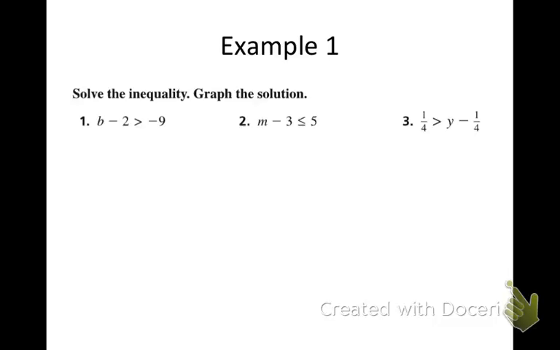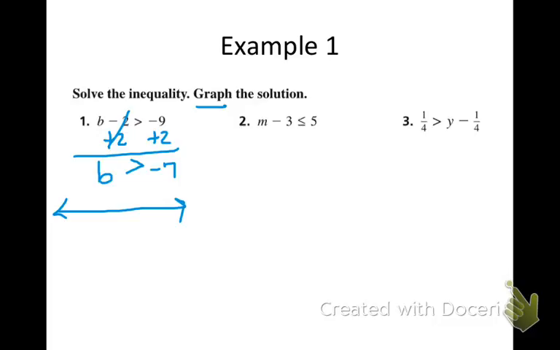In this first one, we want to undo subtraction by using addition, so we'll add 2 to both sides, and notice this is just shifting everything to the right. So you treat it just like an equation. -9 plus 2 is -7, and then don't forget to graph. So when you graph it, I'm going to draw a number line and put a couple numbers around the -7. And be sure to use the right type of circle. In this case it's an open circle, and it's all the numbers greater than, so we want to point to the right.